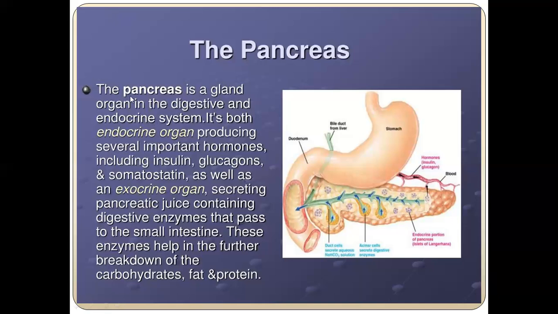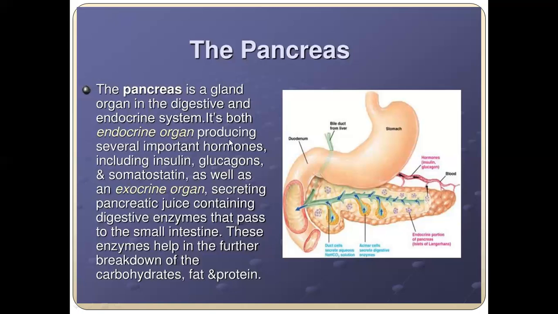So look at this picture. The pancreas is a gland organ in the digestive and endocrine system. As an endocrine organ it produces several important hormones, including insulin, glucagon, and somatostatin, as well as being an exocrine organ. But I told you its major function is exocrine, okay? It secretes pancreatic juice containing digestive enzymes that pass to the small intestine. These enzymes help in the further breakdown of carbohydrates, fat, and protein. This one is about the exocrine organ.